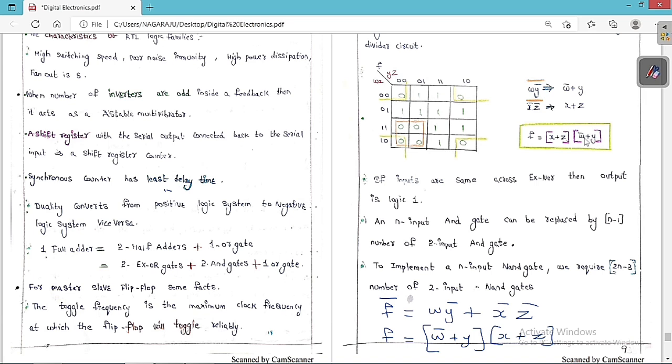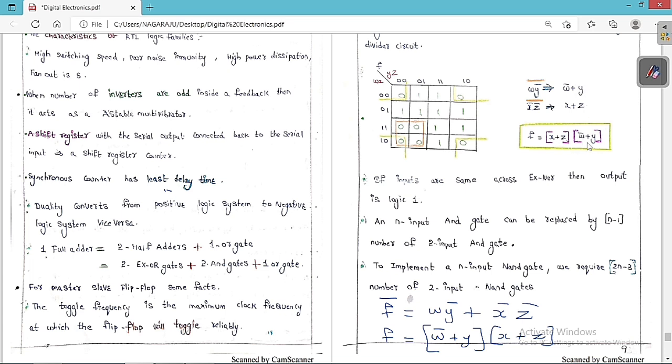For a function, SOP means we are going to group the ones, and POS means we are grouping the zeros. So you can also do it like this. Suppose you are grouping the zeros, first write the min term. This is W bar and X bar Z bar. If you want POS, I can do the complement of this one. So we are going to get W bar plus Y and X plus Z.